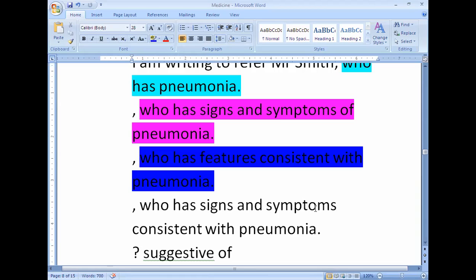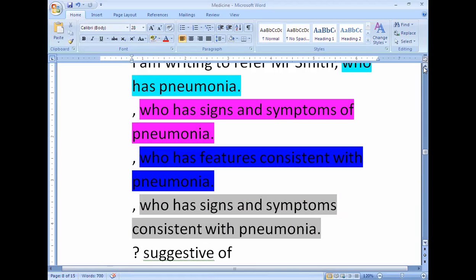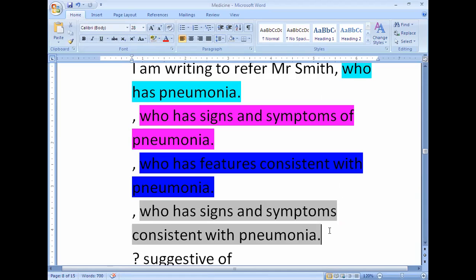Who has signs and symptoms consistent with pneumonia. Okay. So there are four different ways to write the same thing. Here pneumonia is a confirmed diagnosis. Who has pneumonia? Who has signs and symptoms of pneumonia? Who has features consistent with pneumonia? Who has signs and symptoms consistent with pneumonia?